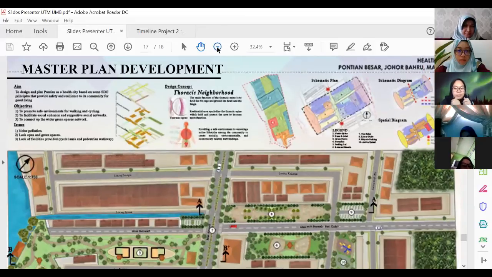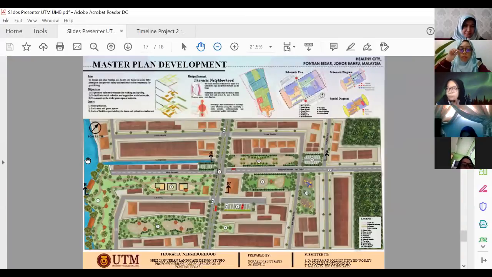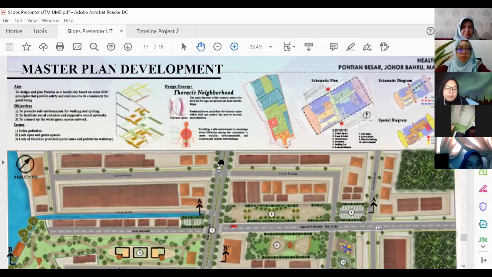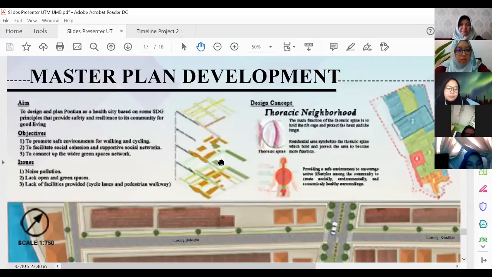So this is my master plan development. If you can see my aim, Doctor, can you zoom in, at the top. The aim is to design and plan Pontian as a healthy city based on some SDG, the Sustainable Development Goals principles, that provides safety and resilience to its community for good living. Actually, in my master plan, my concept basically focuses on the healthy city.